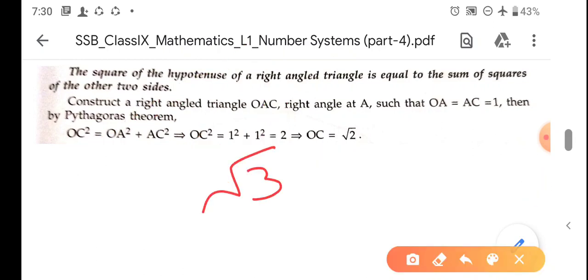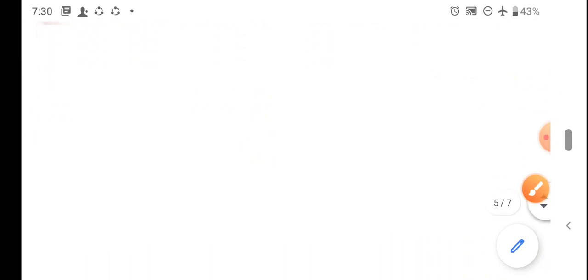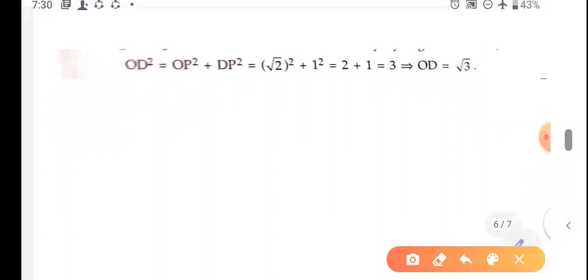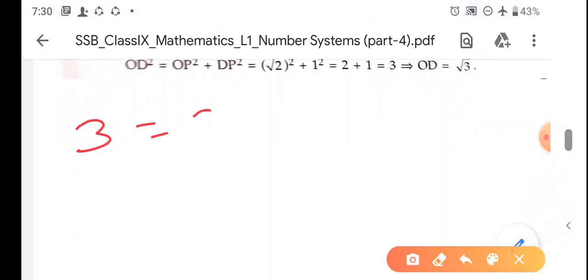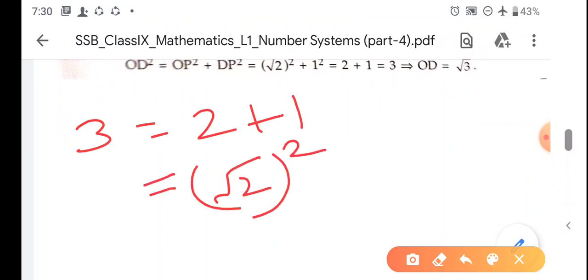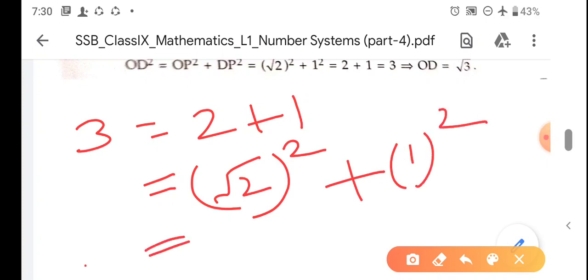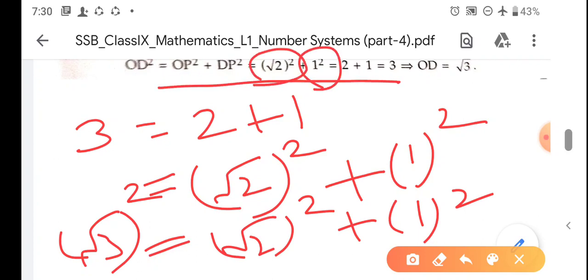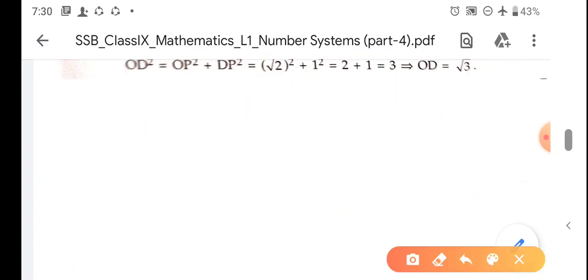Then root 3. How will we write root 3? 3 can be written as 2 plus 1, where 2 is the square of root 2 and 1 is the square of 1. So 3 can be written as root 3. By taking root 2 as the base and 1 centimeter as the perpendicular, we get root 3. So how will we prepare this?